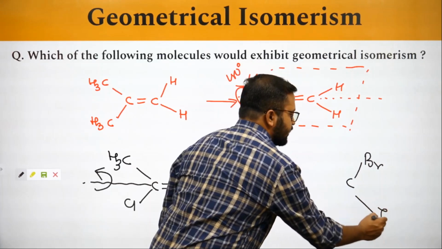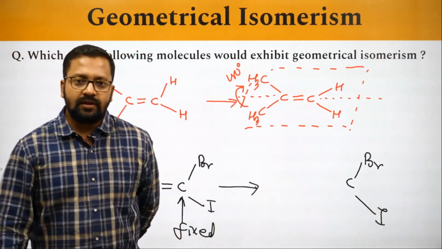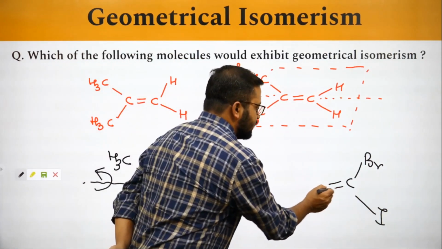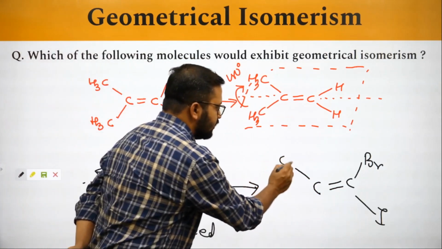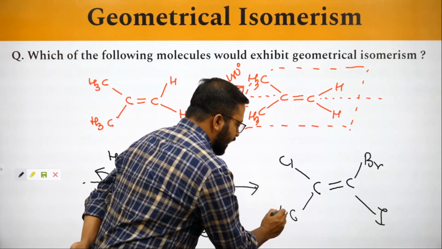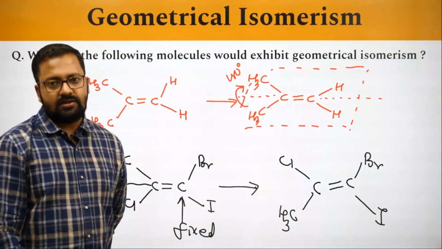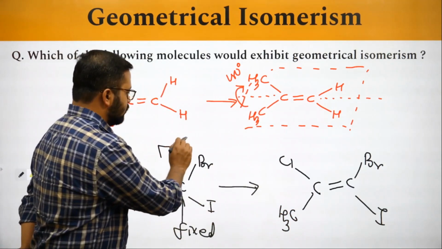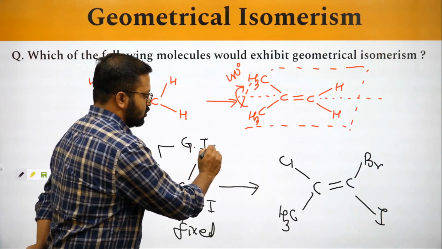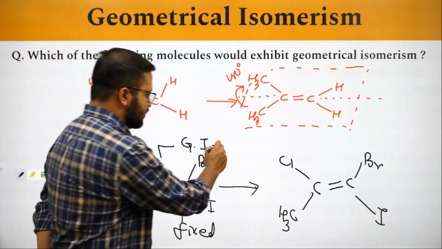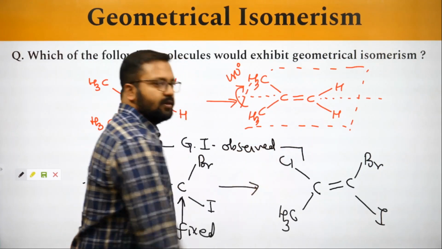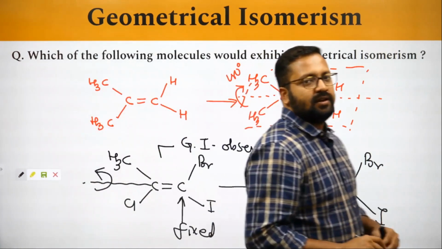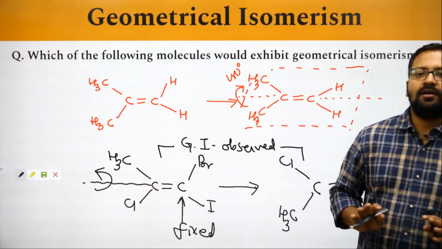Whatever you have fixed, let it stay as it is, no need to change it. The other part you can write like this, Cl, CH3. Are you getting a different arrangement? Yes. So that means they can show geometrical isomerism. Very easy. It's a simple concept, just apply this.